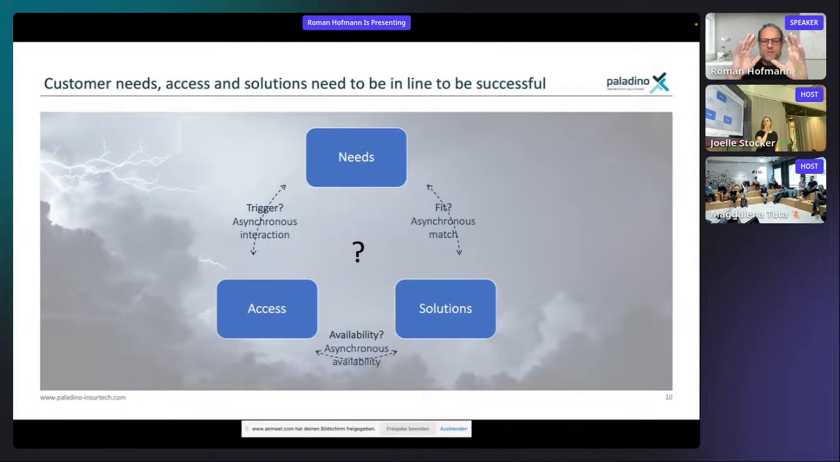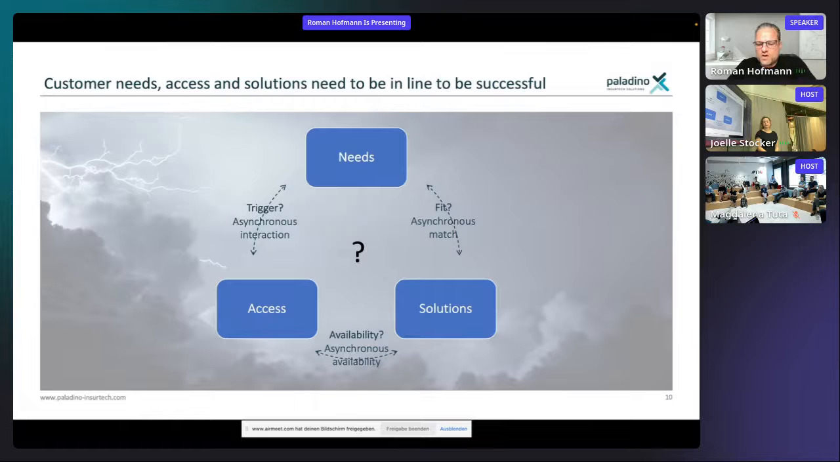But from my perspective, to be successful on the markets, you need to bring the needs of customers, the access to customers, and the solutions offered into balance. And that's, from my perspective, the triangle you should work in. And that's what we normally miss in the current industry. Let's just check out, what kind of systems do we have? What can we do with it?